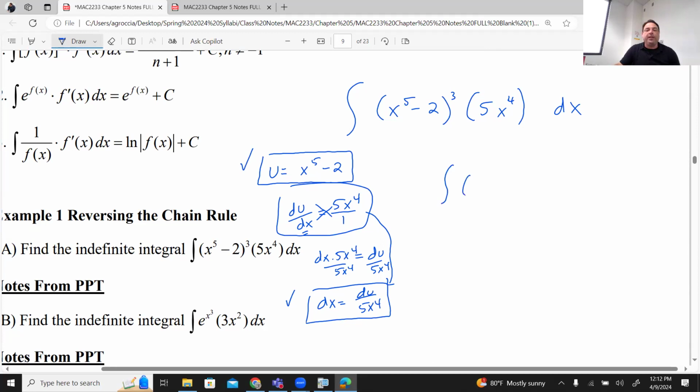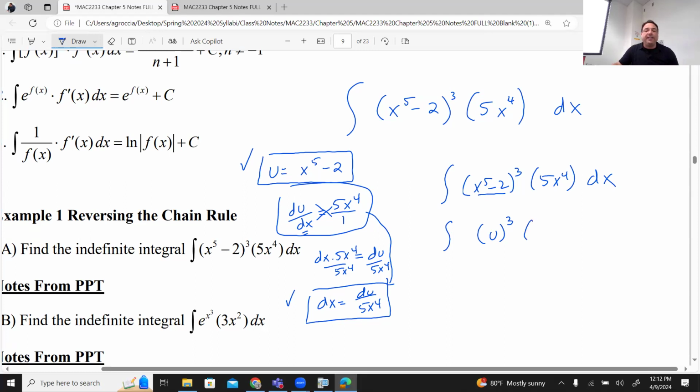How am I going to do that? Well, here's the problem. The integral of x to the 5th minus 2 raised to the 3rd times 5x to the 4 dx. Right now, I have no idea what to do. 2 things being multiplied. I got something cubed. How am I supposed to deal with this? So I'm going to make my substitutions. Instead of x to the 5th minus 2, I'm going to change that to u. So right away, does that make my life a little easier? Yeah, I don't have x to the 5th minus 2 cubed. Now I just have u cubed. That's a lot easier.